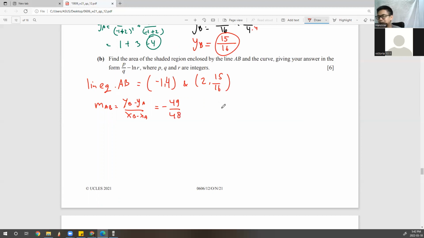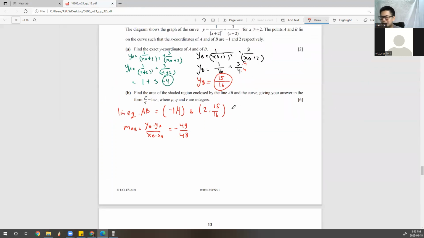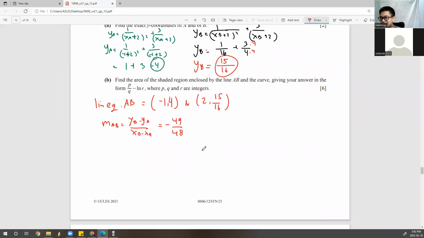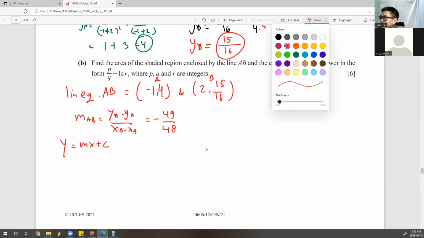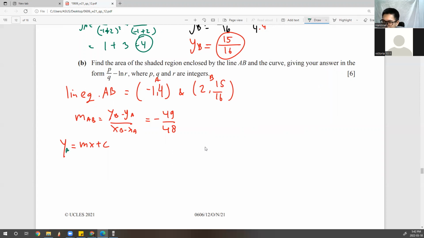Okay, now to find the linear equation of AB, you need to find the c, right? So y equals mx plus c. Which one do you want to use, A or B, Vicky? Choose wisely. It's very simple to choose. A. A, nice, because we don't have fractions. So ya equals m xa plus c.